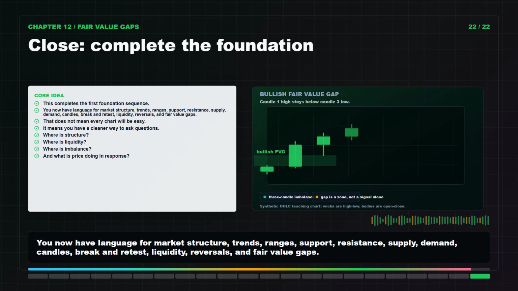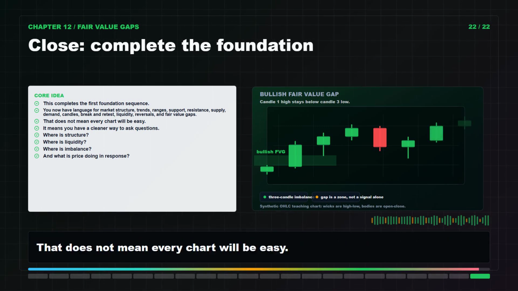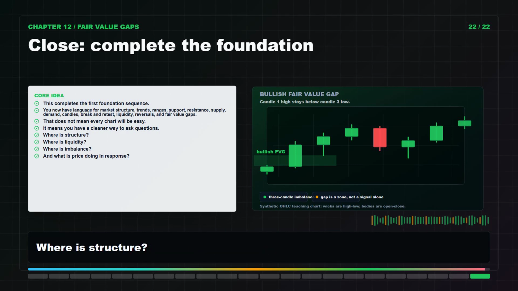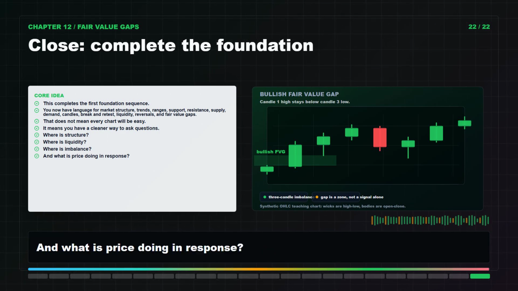You now have language for market structure, trends, ranges, support, resistance, supply, demand, candles, break and retest, liquidity, reversals, and fair value gaps. That does not mean every chart will be easy. It means you have a cleaner way to ask questions. Where is structure? Where is liquidity? Where is imbalance? And what is price doing in response?